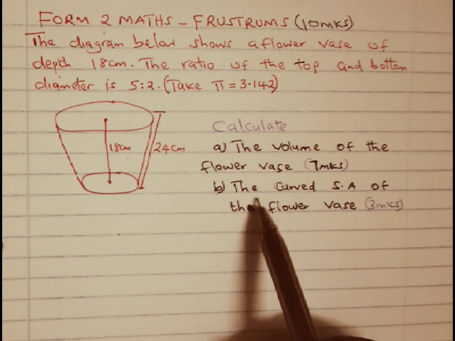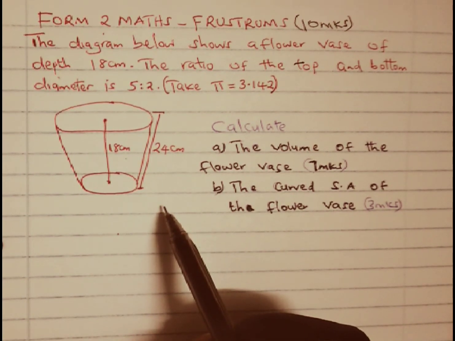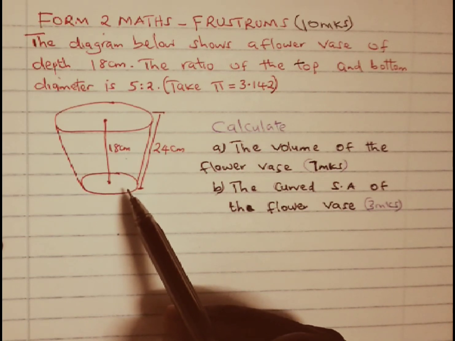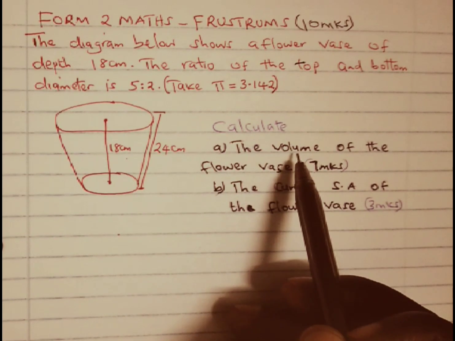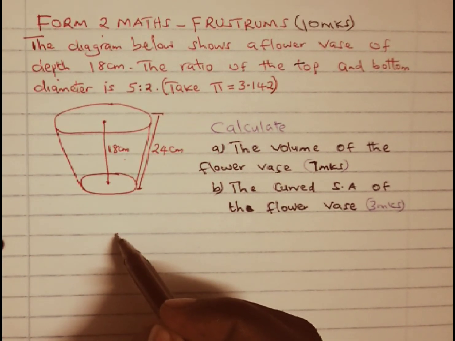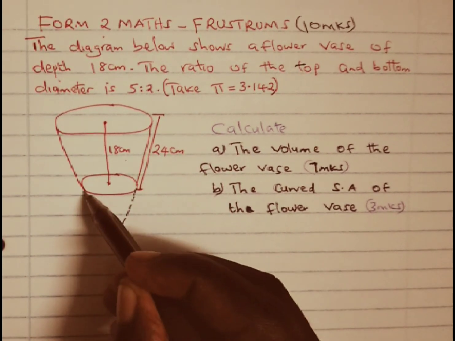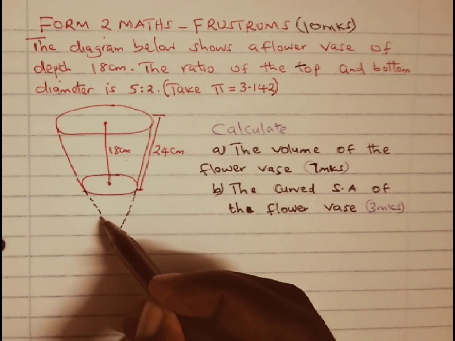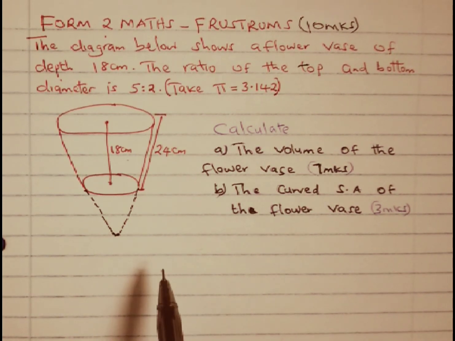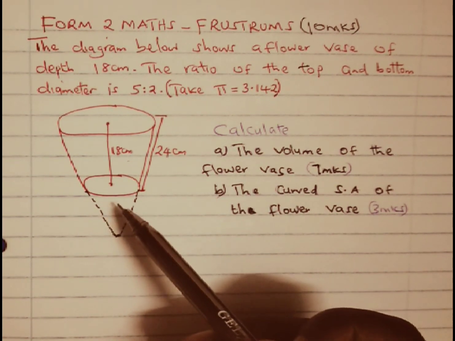B, the curved surface area of the flower vase. Remember, this vase or diagram is in the shape of a frustum, or a bucket. For us to be able to calculate the volume of the frustum, we need to extend the given frustum so that we can form a cone. The simple reason is that the frustum does not have a formula for getting its volume.